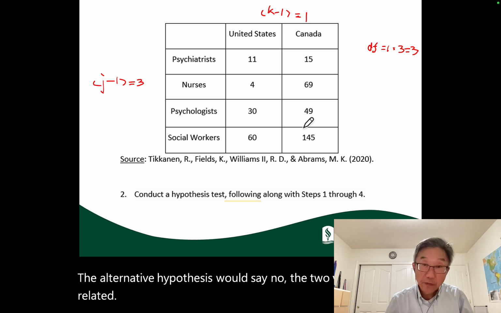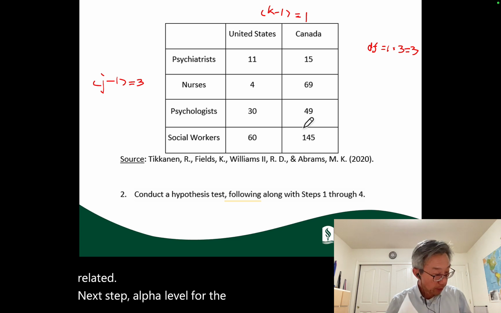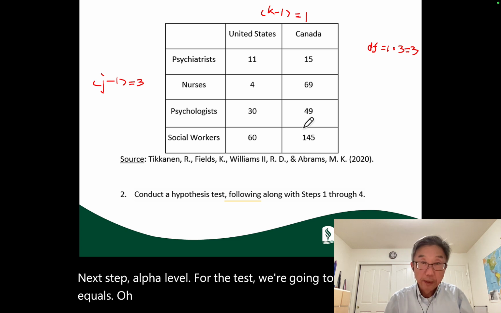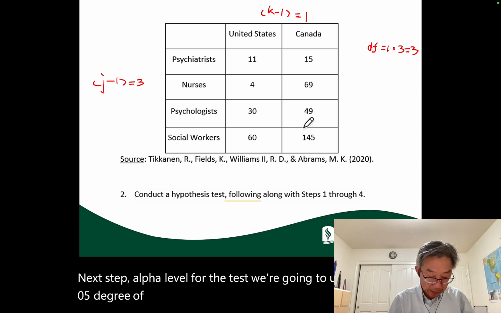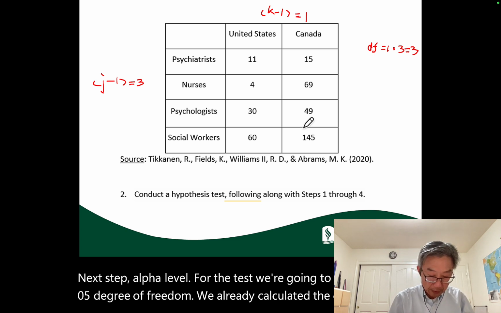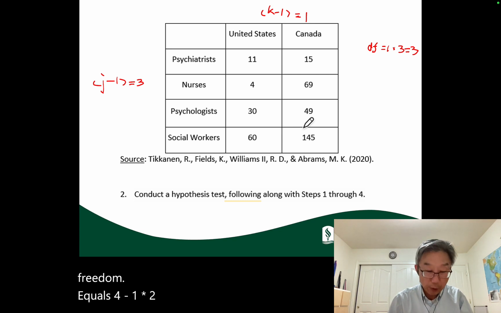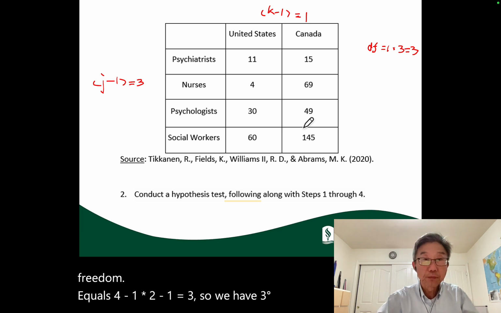Next step, alpha level for the test. We're going to use alpha equals 0.05. Degrees of freedom, we already calculated: equals 4 minus 1 times 2 minus 1 equals 3. So we have 3 degrees of freedom.